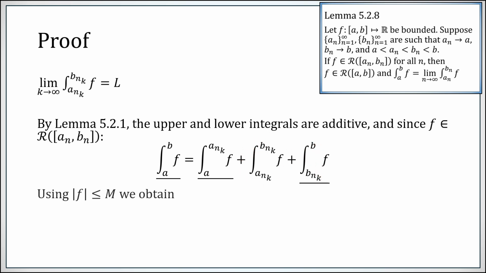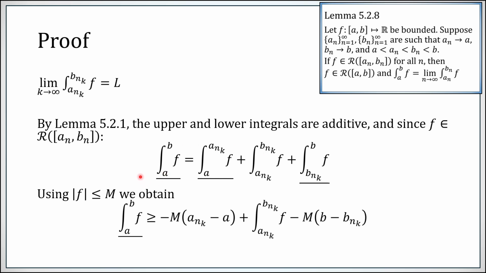Now we use the fact that the absolute value of f is bounded above by capital M. So the value of the lower integral is bigger than or equal to the value of the lower integral here, negative capital M times that length. This was just the value of an integral. We are leaving that the same. And here we again say the value of this lower integral is bigger than or equal to negative M times that length.